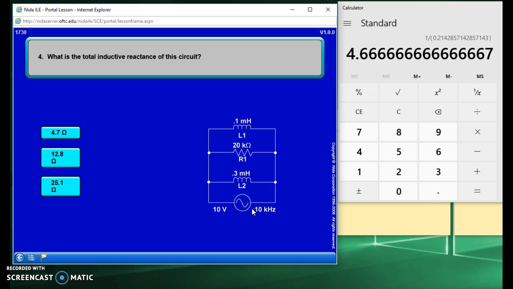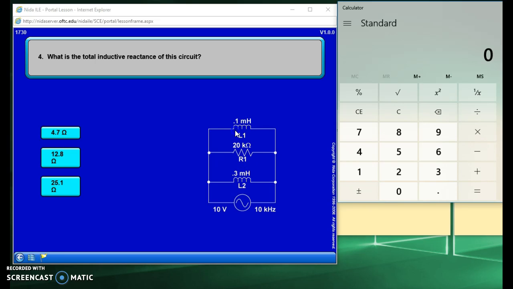So now we're getting into the inductive reactance of this circuit. This is going to be a multi-step process, simply because we have to take care of a couple of different things. So let's first get these two inductors. Now I know they're separated by a resistor, but this supply doesn't know that. It just knows there's some inductors out there. It's going to react to them. The order has no bearing. So I'm going to take 0.1 and reciprocate that, plus 0.3, reciprocate that, and then get the reciprocal.